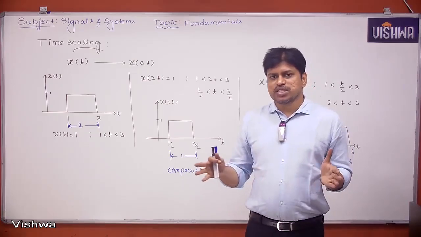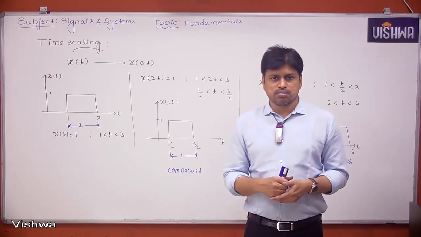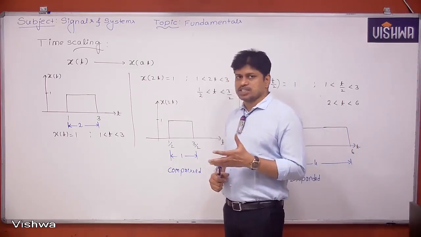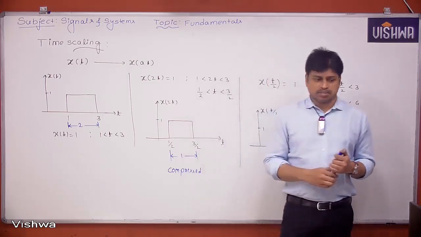Whereas suppose if the signal got compressed by a factor of 3, then that means t has to be replaced with 3t. I hope you understood. So take this. Time scaling.